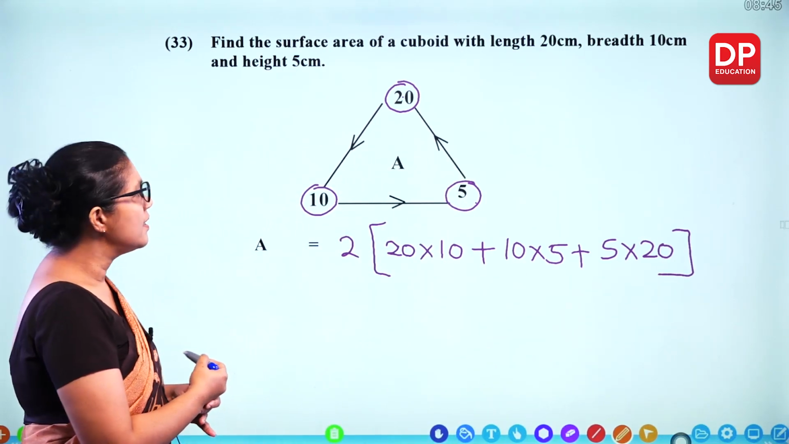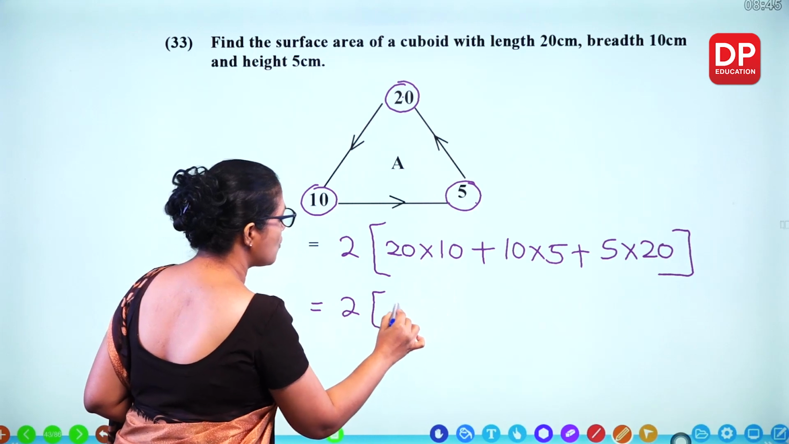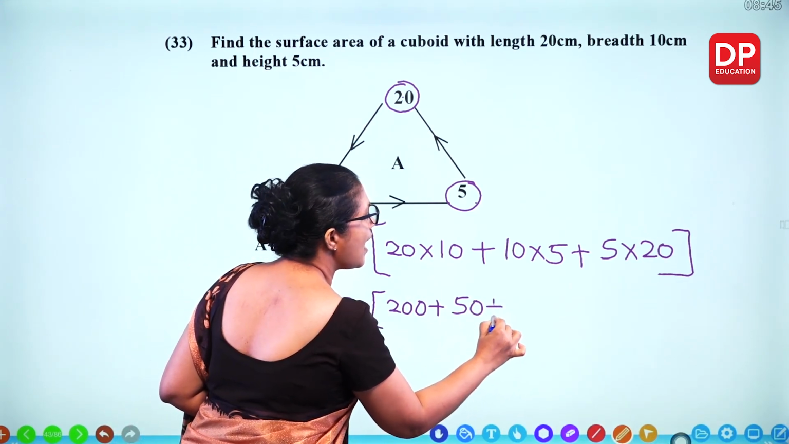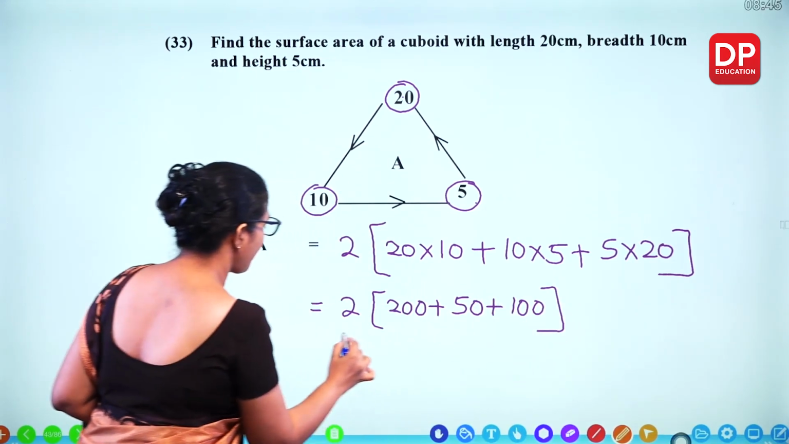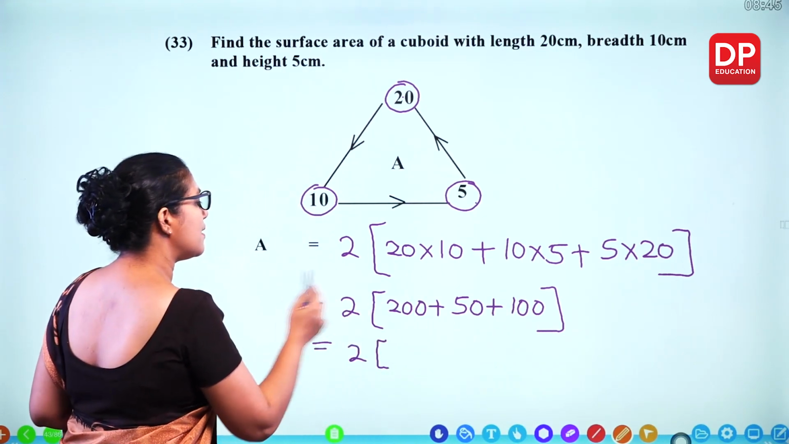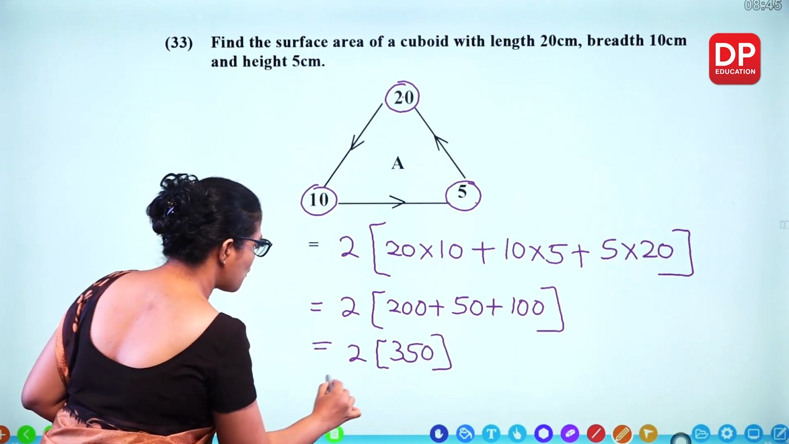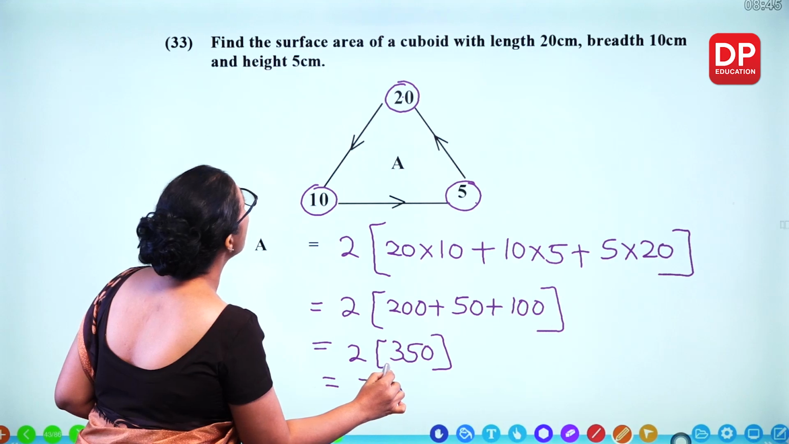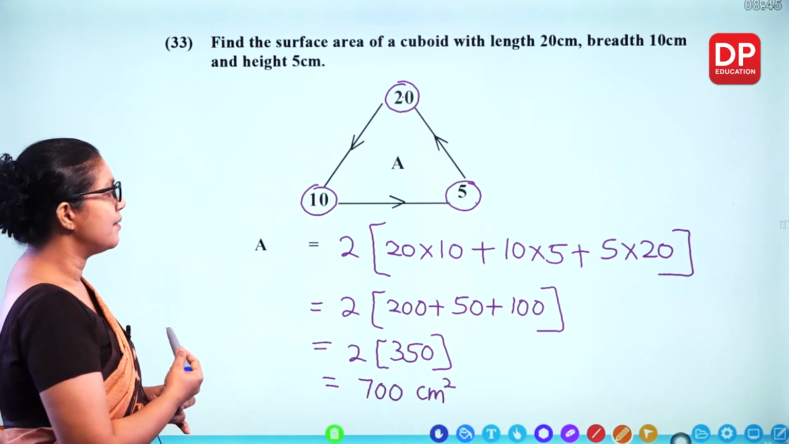Now find out the surface area. So 20 times 10 is 200, 10 times 5 is 50, and 5 times 20 is 100. So 2 times (200 plus 50 plus 100), that's 2 times 350. So 350 times 2, you get 700 square centimeters as the total surface area.